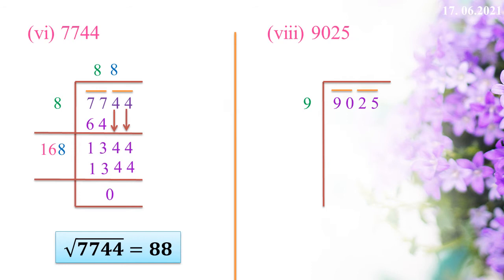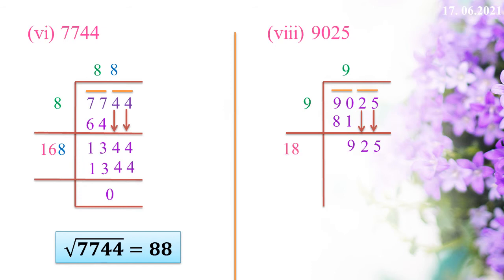Here, the square number is 9. So, take this number as the divisor and the quotient. Next, multiply 9 and 9. We will get 81. Next, subtract 81 from the first period 90. We will get 9 as the remainder. Next, bring down the next period to the right of the remainder. So, 925.